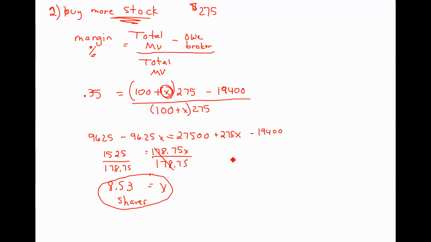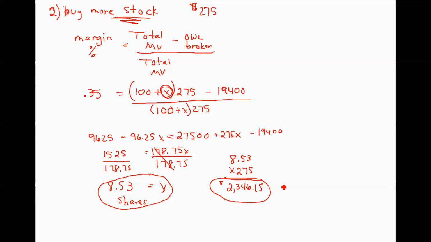How much will it cost me? Well, I'm going to buy 8.53 shares, and they're each $275. That is going to cost a total of $2,346.15. And you should recognize this amount. That's actually the amount of cash that I needed to add to my portfolio if I met the margin call by adding cash.